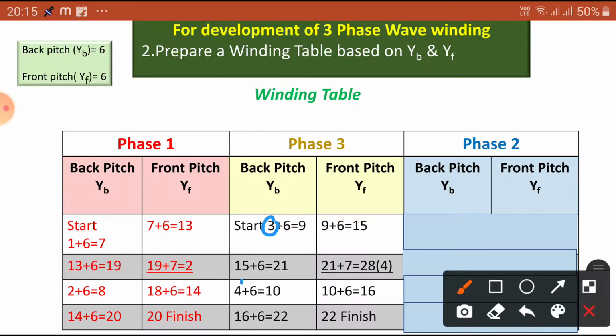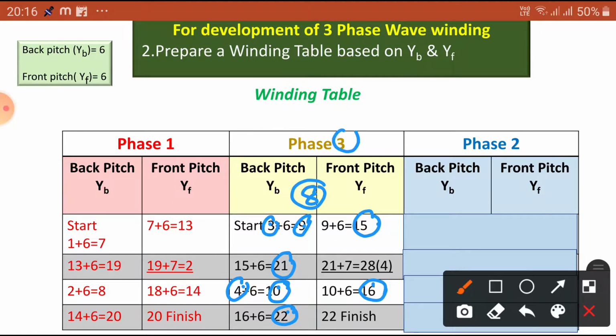The 4th, where is this 4th? Okay, 9 we completed, and 10 also we completed. 15th we completed. Where is the 15th? So this is the 15th, and this 16th is completed. 21, where is the 21? So this 21 is completed, and finally 22, this is the 22. So 1, 2, 3, 4, 5, 6, 7, 8 slots for phase 3 we completed.